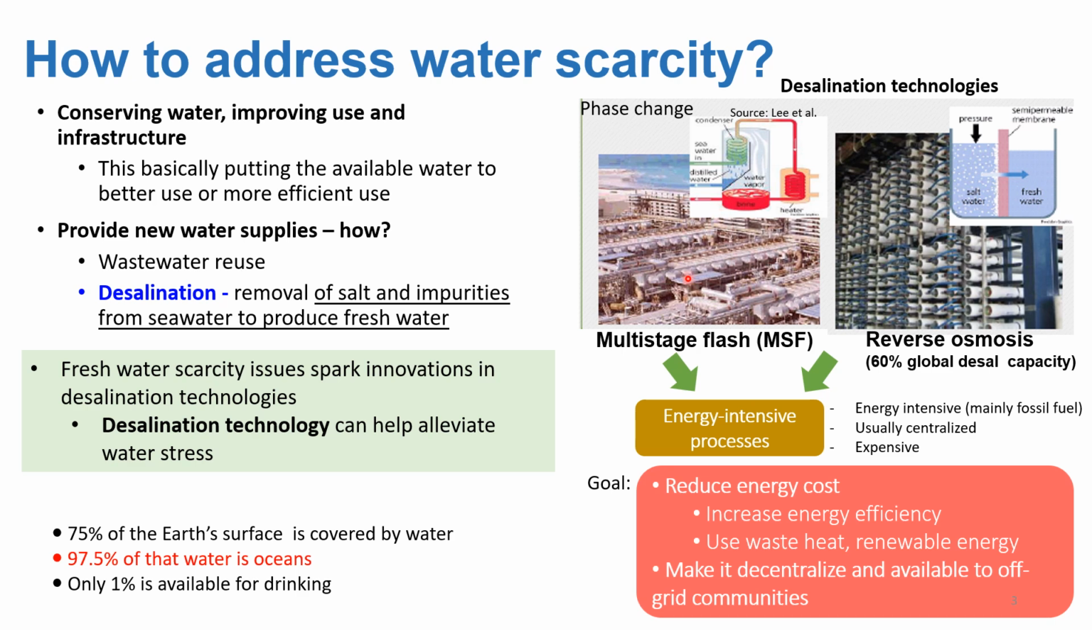However, if you look at the process, it is a phase change process. So it requires a large amount of energy for evaporation, thus making it very expensive. And besides, if you look at the sample here, it needs a really wide land area for operation.